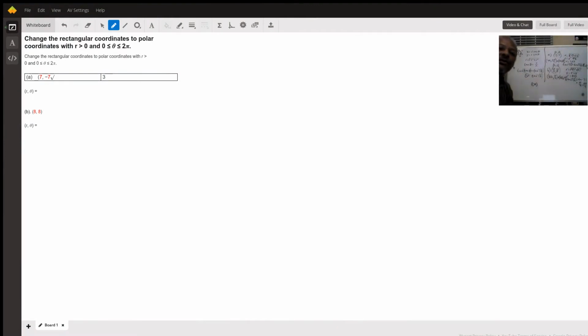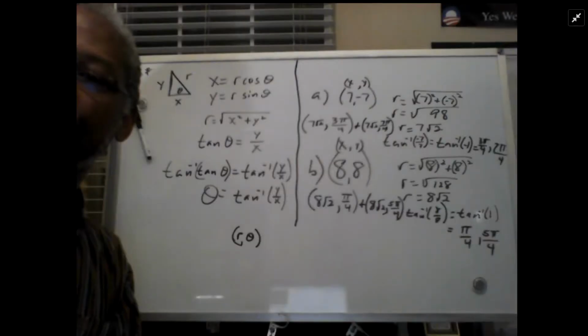Change the rectangular coordinates to polar coordinates with r greater than 0, a positive number, and the angle between 0 and pi over 2. We're given two questions here: the point (7, -7), a little typo there, and the point (8, 8), to change those rectangular coordinates to polar coordinates.